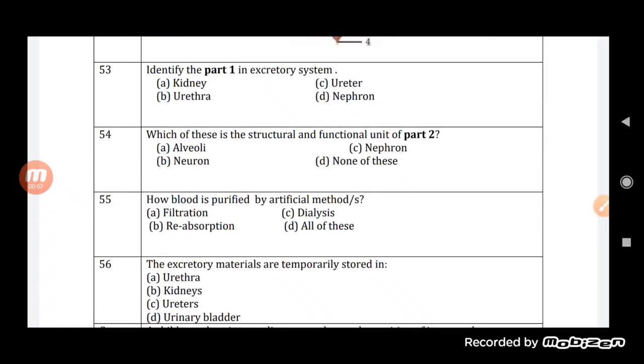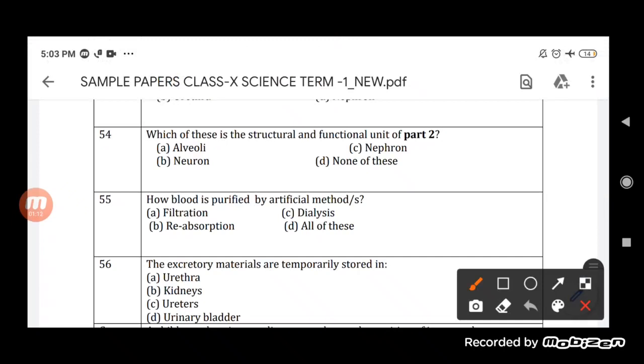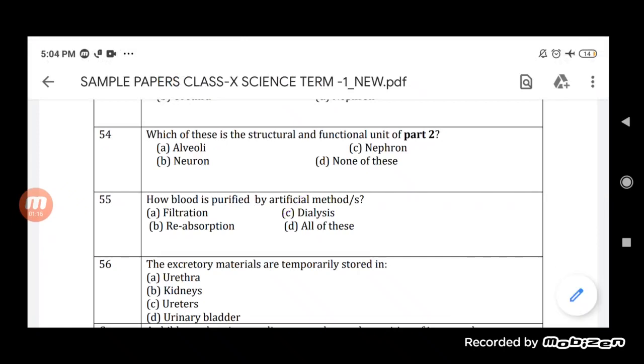Now, how is blood purified by an artificial method? Basically, blood is purified by the process of filtration, dialysis, reabsorption, or all of these. So basically it is done with the help of dialysis. This is the artificial method which is used to purify the blood here.